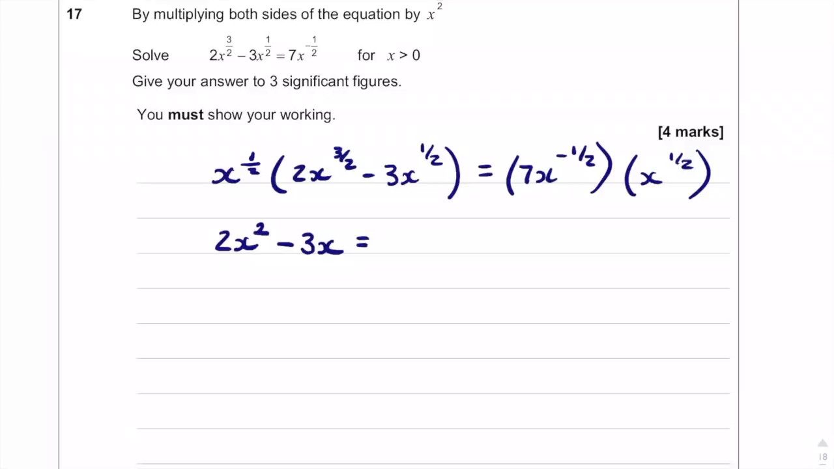Now that is equal to 7x to the power of a half multiplied by x to the power of a half. Well, you're adding the powers, so you do minus a half plus a half, which is 0. So you get 7x to the power of 0, or x to the power of 0 is 1. So that just equals 7. And now, if we minus 7 from both sides, we've got this as our quadratic equation.